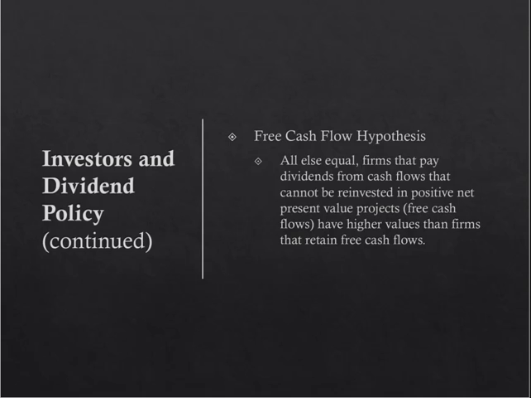There's also a free cash flow hypothesis. So you can see the dividend policy is a well-researched element of corporate governance. And the free cash flow hypothesis says that all else being equal, firms that pay dividends from cash flows that can't be reinvested in positive net present value projects. So again, when you take a look at that Unilate example from a couple chapters ago, if nothing goes above the weighted average cost of capital line, so there's no projects available, then the cash should be paid out in the form of a dividend, and the investor should be able to then reinvest it as they see fit.